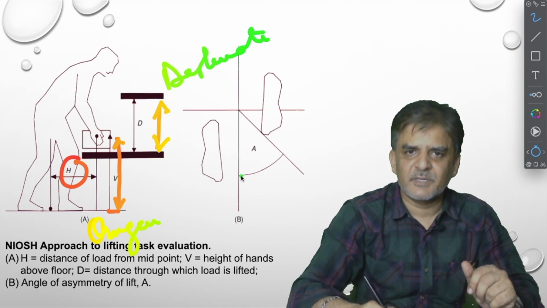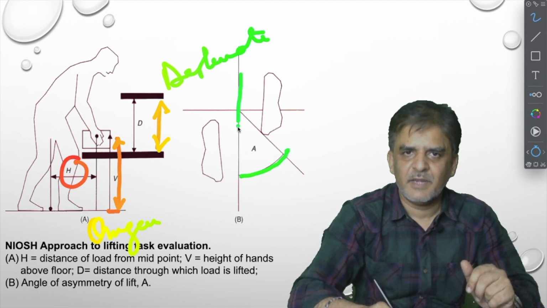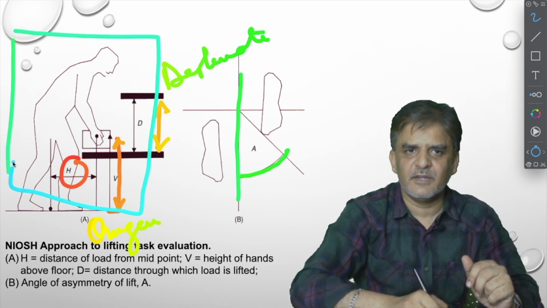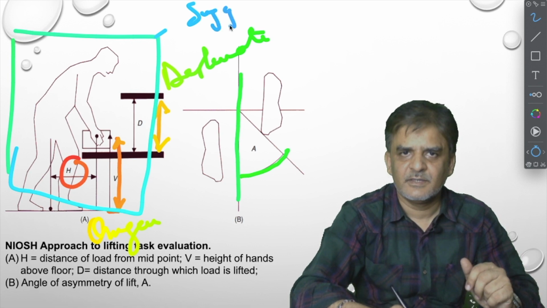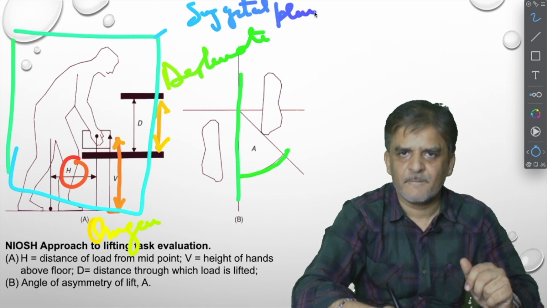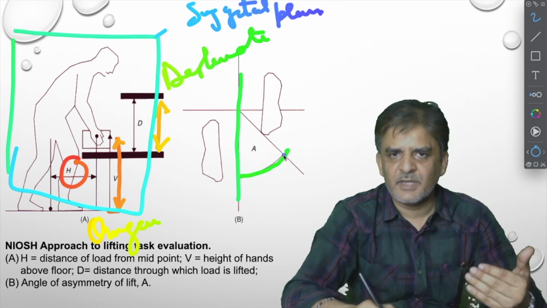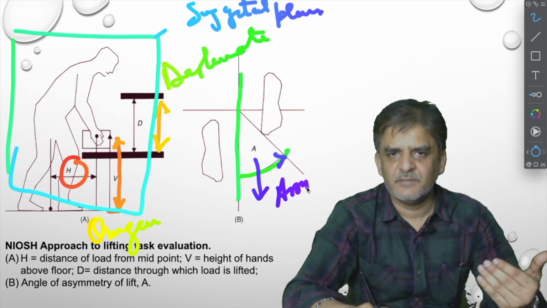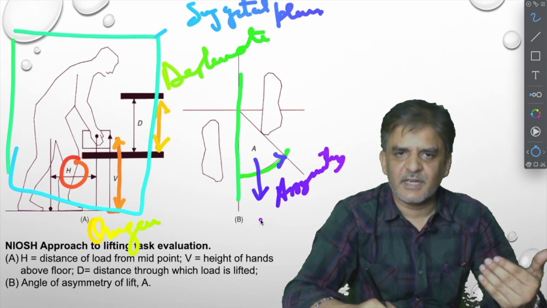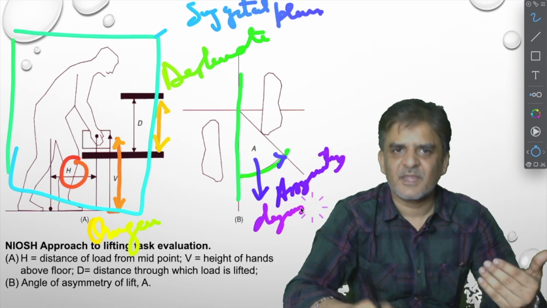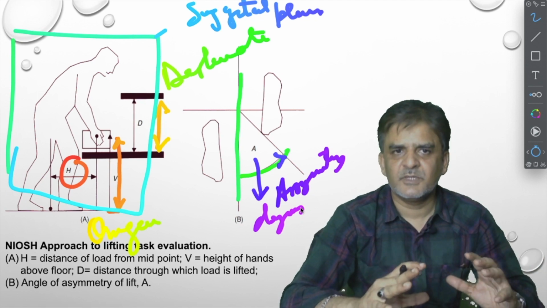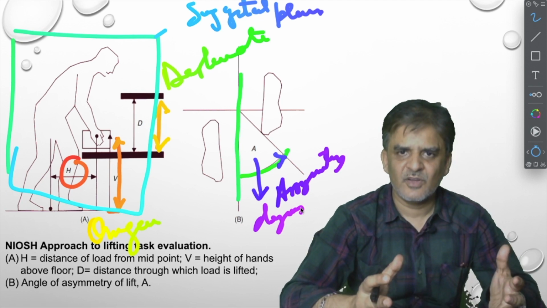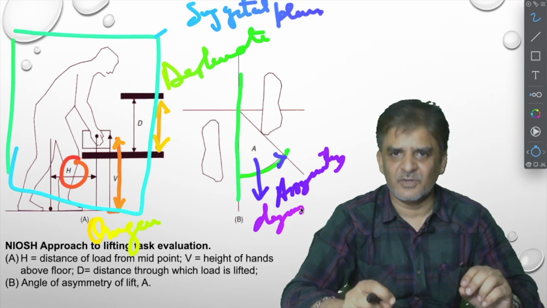Now this is asymmetry. This is our sagittal plane of the body, which divides the body exactly into 2 halves. We call it sagittal plane. So that way, this angular deviation with respect to sagittal plane is called our asymmetry here. Asymmetry is measured in degrees. So these are variables which we measure from taking the picture of the task or measuring on the workplace.